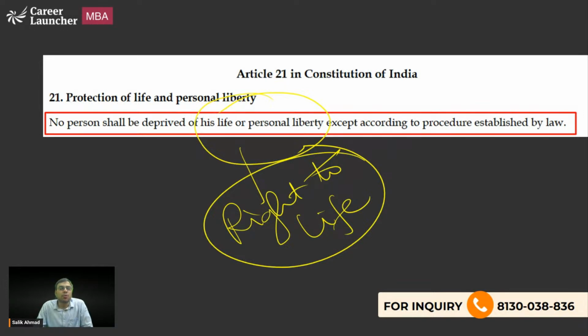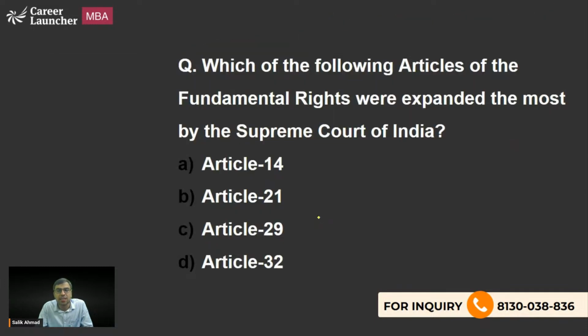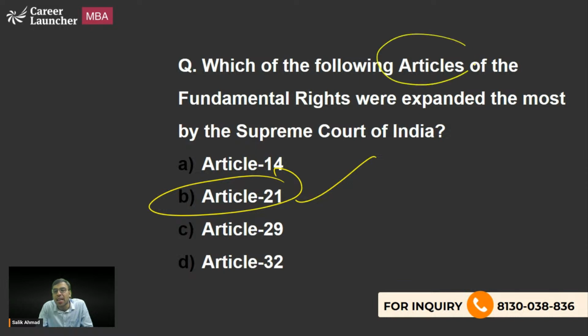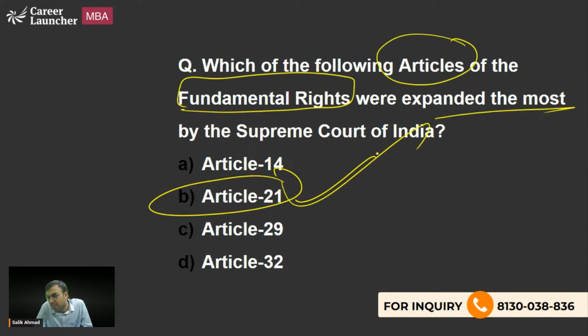Okay, so ये कई बार पूछा था right to life. इसमें बहुत सारी चीजें आती है right to life के अंदर. So D is the right answer to this question. है ना? Expanded the most, अगर पूछा जाए, which article of the fundamental right was expanded the most by the Supreme Court? Article 21. मतलब राइट टू लाइफ का बहुत सारा मीनिंग निकाला है सुप्रीम कोर्ट ने.